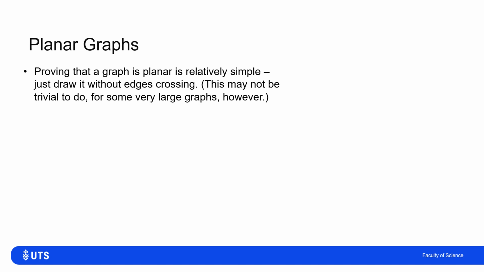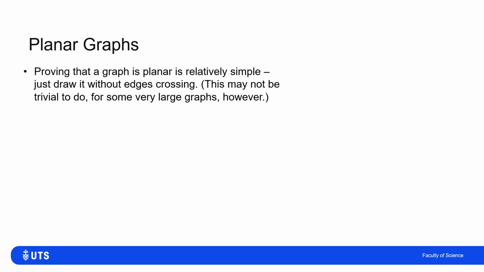With a definition of a planar graph, which is inherently visual, the idea that it can be drawn on a plane, on a sheet of paper, without taking your pen off and without crossing any edges. The actual proof that a graph is planar, the easiest way to prove it is literally to draw it.